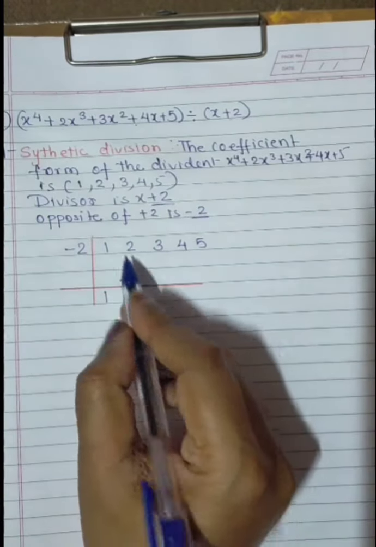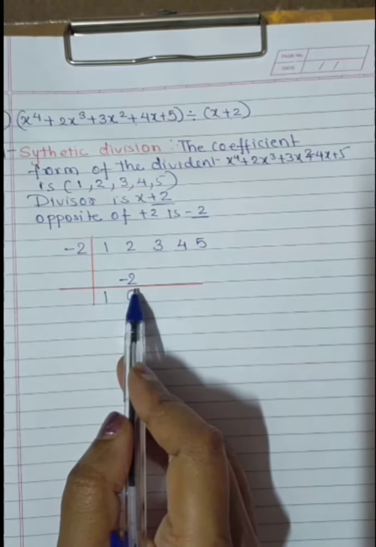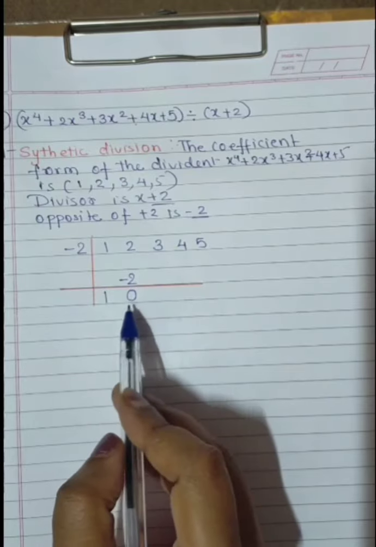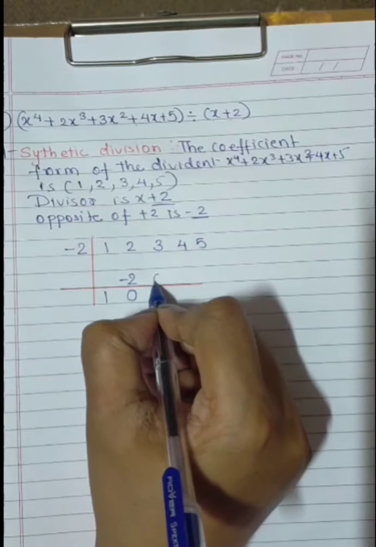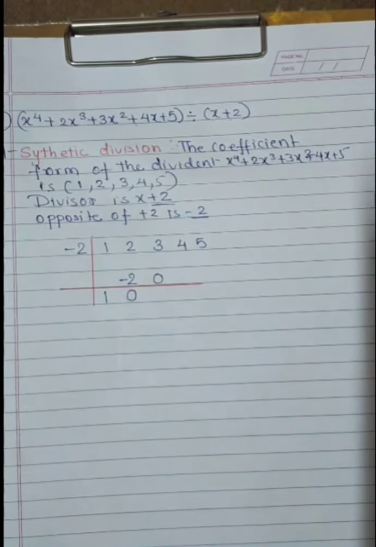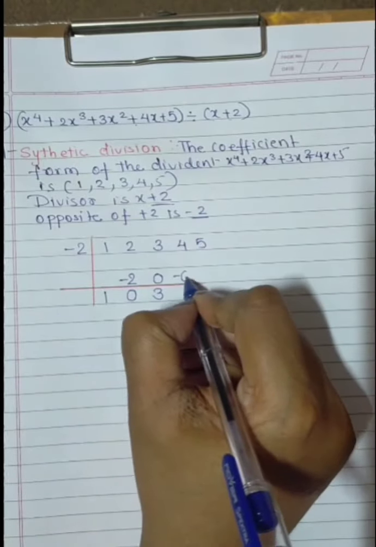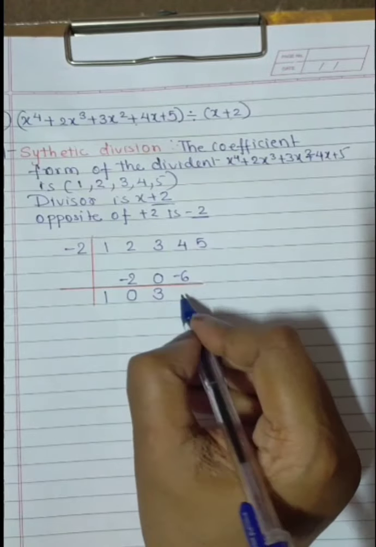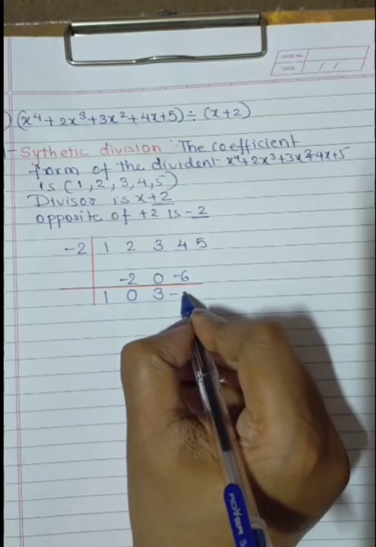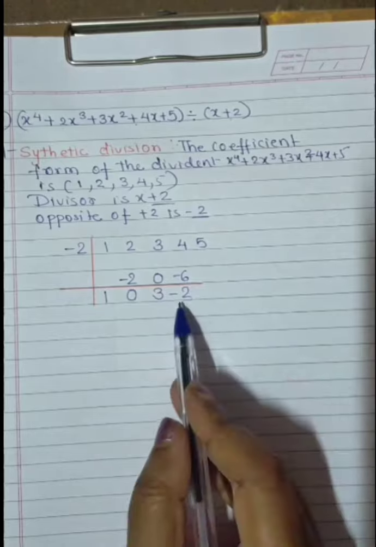Now again minus minus will become 0. Again, minus 2 multiplied by, now we got 0, so 0 multiplied with minus 2 will give again 0. Okay, now the answer comes 3. Again 3 multiplied by minus 2 will get minus 6. Now minus 6 with 4 will get minus 2, because the bigger number's sign is minus, so we are taking minus here.